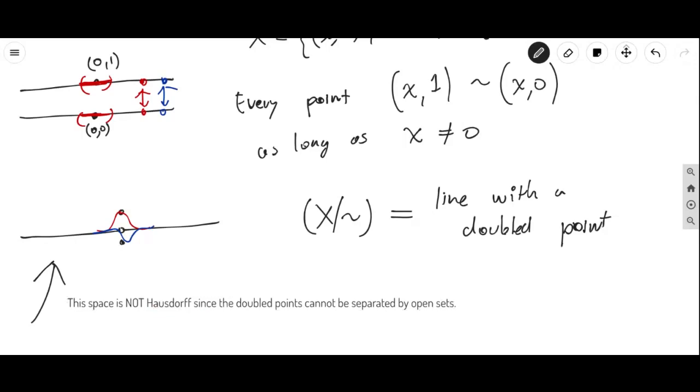It is still a T1 space, because you can find an open set that contains this one but not that one, and you can find an open set that contains this one but not that one. But it is not a Hausdorff space. So as you can see, the Hausdorff condition can break apart; it depends on the properties of this relation. Sometimes the quotient would be a Hausdorff space, but it does not have to be.